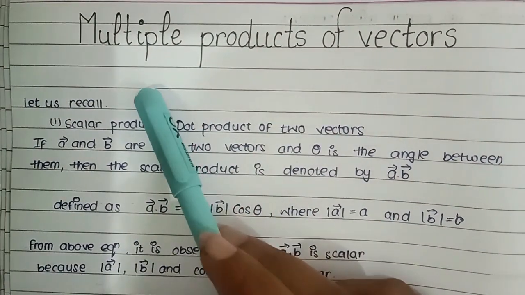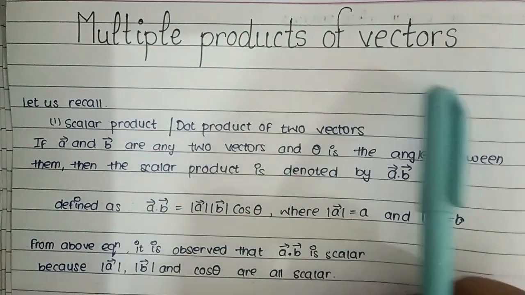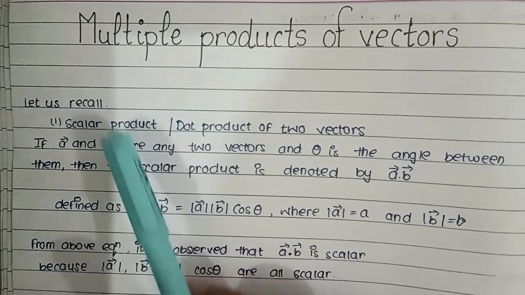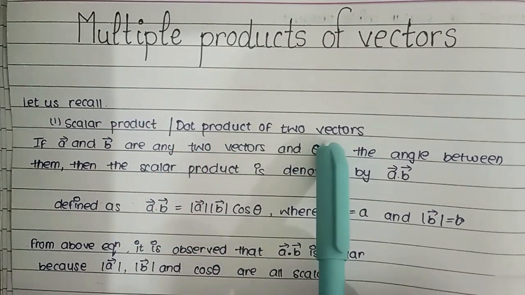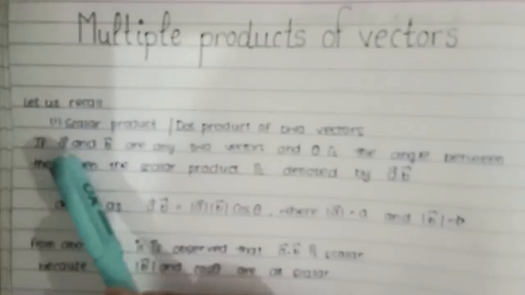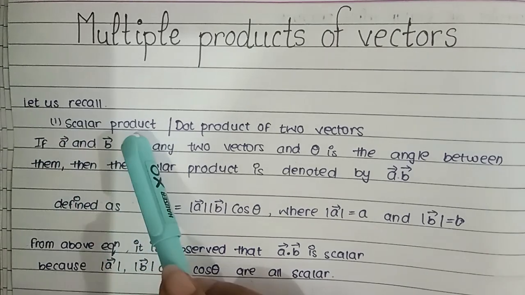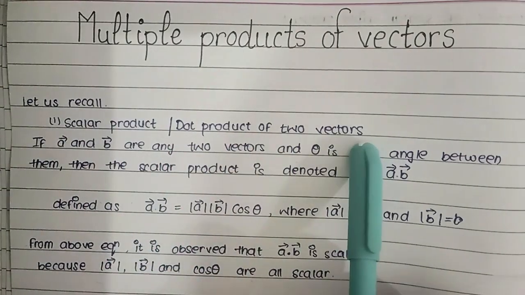In this video, we are going to study about multiple products of vectors. So first, let us discuss the product of two vectors so we can clear the basics. First we have the scalar product, which is also called the dot product of two vectors.